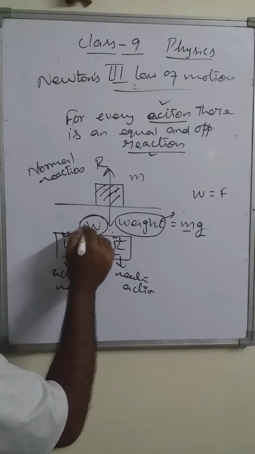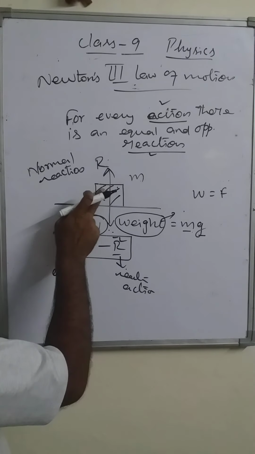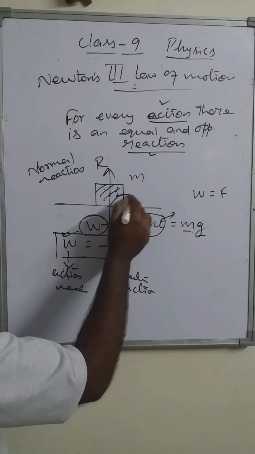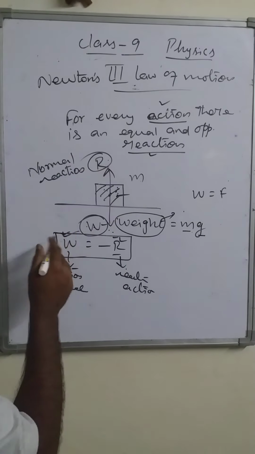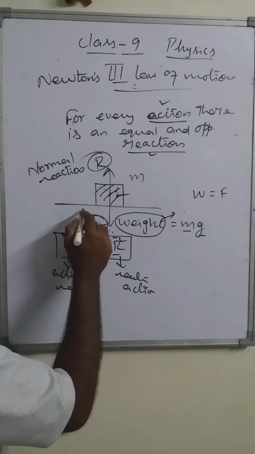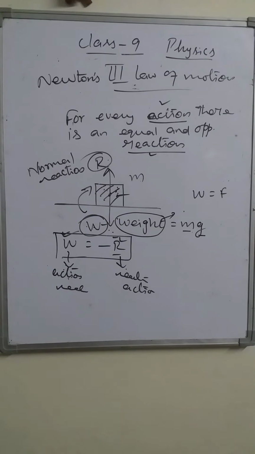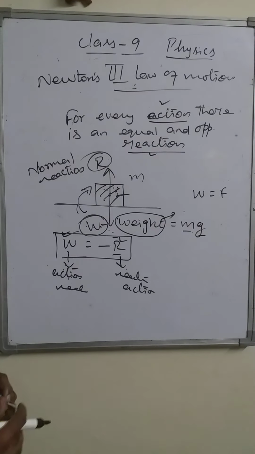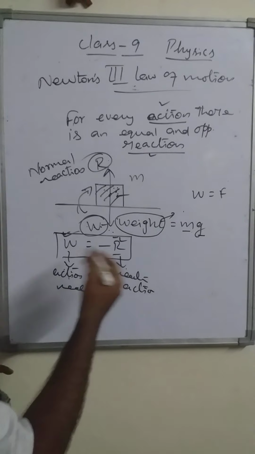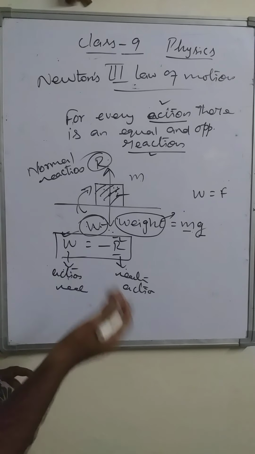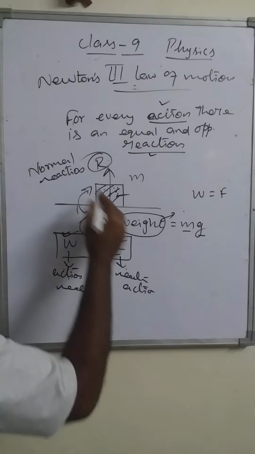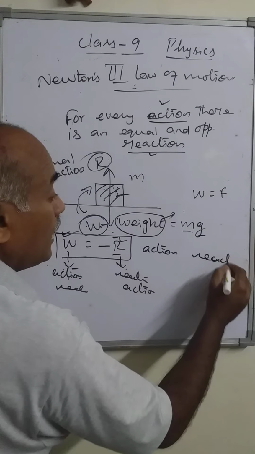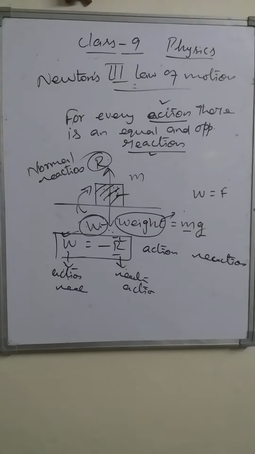Weight is the force given by the object on the ground. So this weight is coming from the object, and this reaction, the normal reaction, is coming from the ground. Weight is coming from the object. Reaction is coming from the ground. Therefore, action and reaction pairs are coming from different objects.